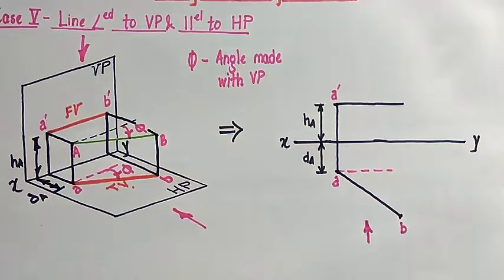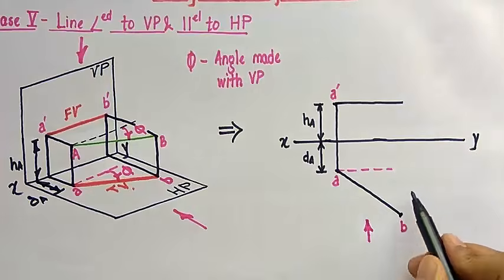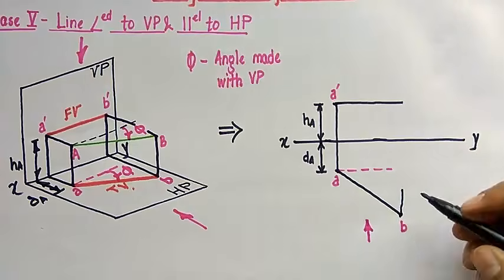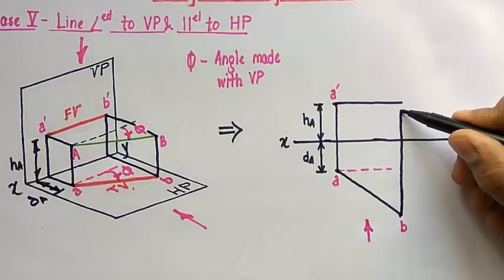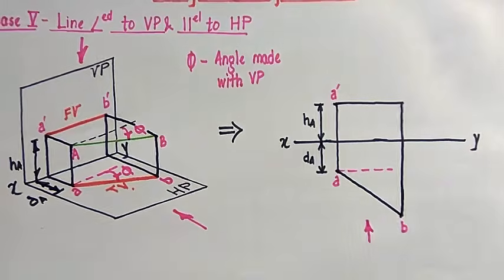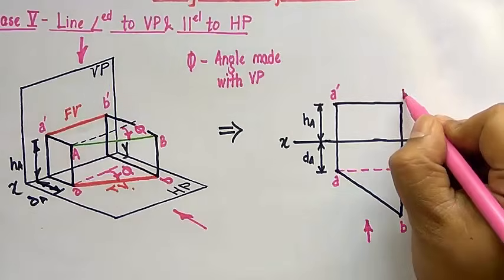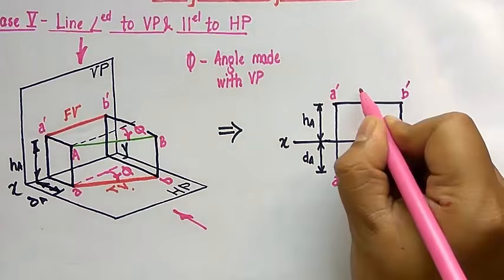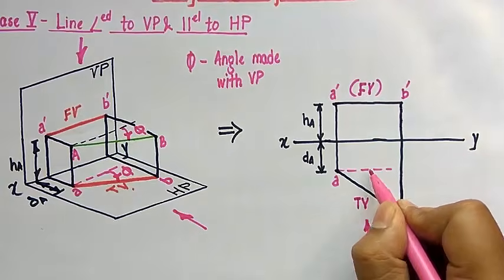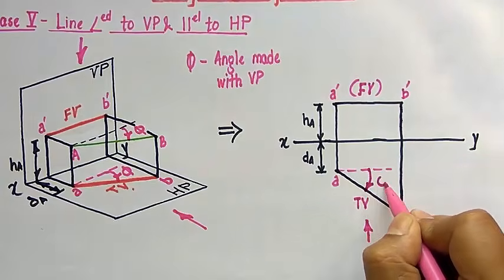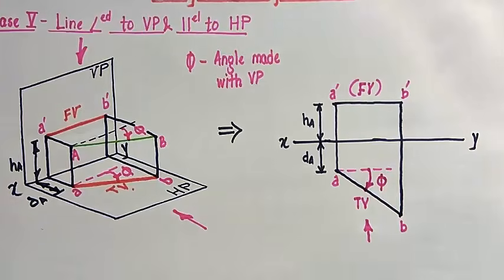That's it. Now we're going to look at this from the front, and we're going to have this way, this way, this way, and it intersects over here, and this represents B dash, so that's the front view. And this represents the top view, and you can clearly see that this angle is phi. So this was all about case number 5.